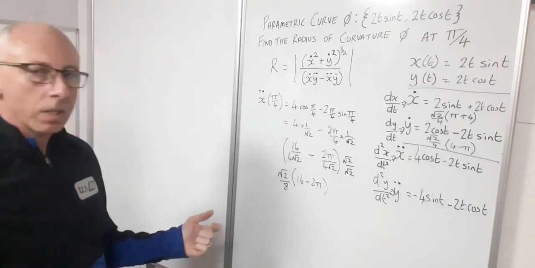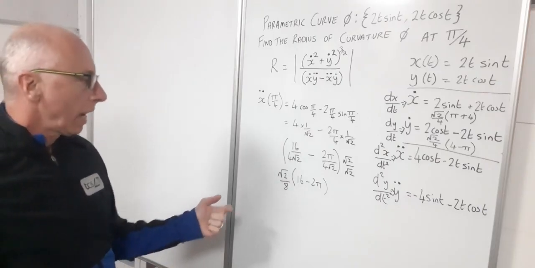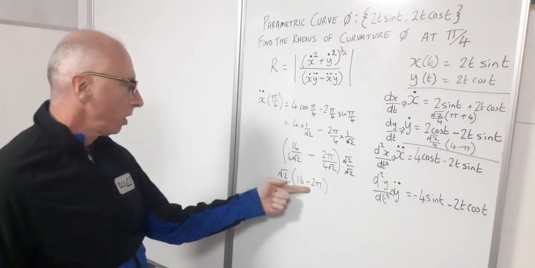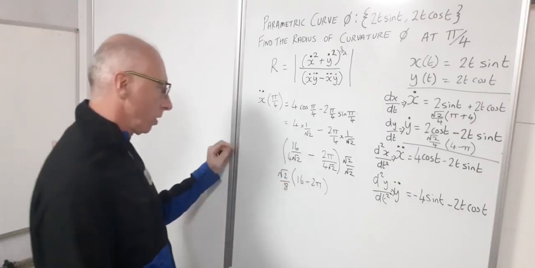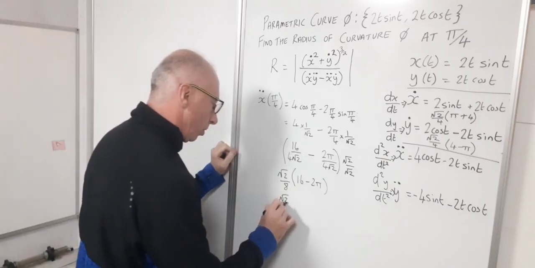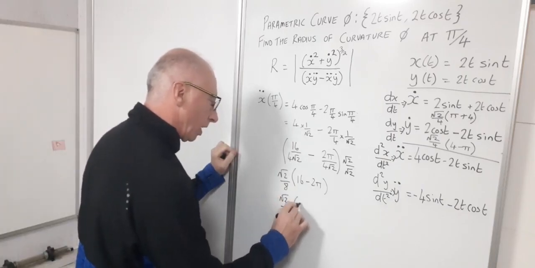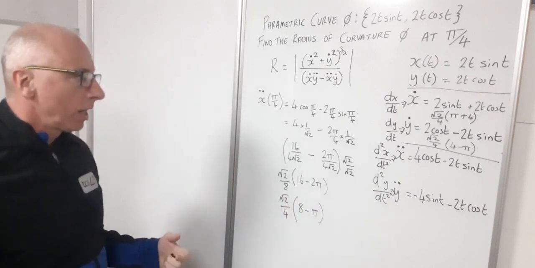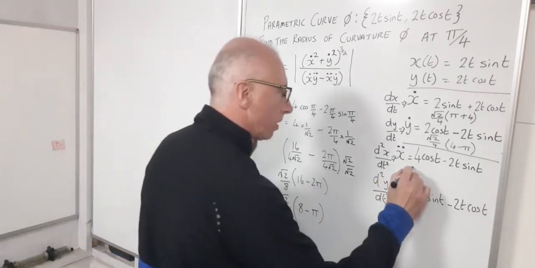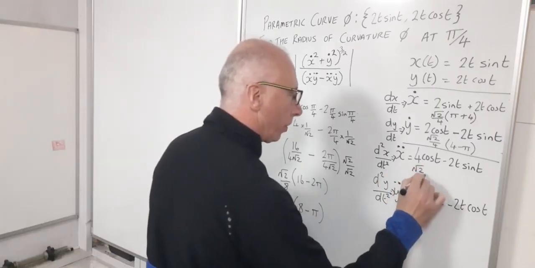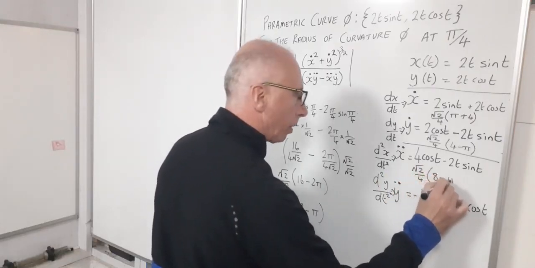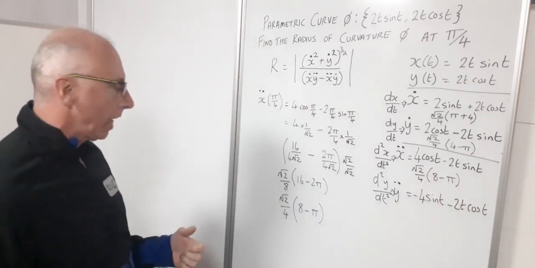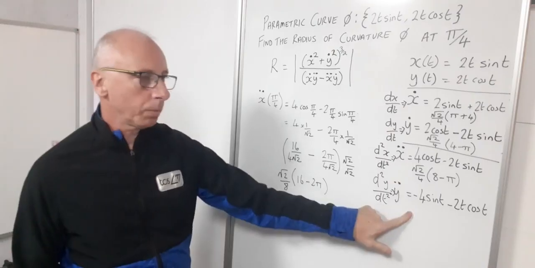Now, very similar result to before, except the inside of the bracket is going to be different because I just divide this by 2. Therefore, I can divide that by 2. So now I'm going to get root 2 over 4 times (8 minus pi). That takes care of that one. Let's write this over here: root 2 over 4, 8 minus pi. Okay, right, let's get that off the board and let's evaluate the y double dot.